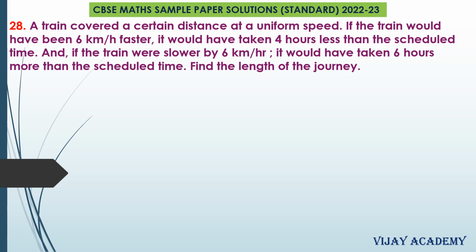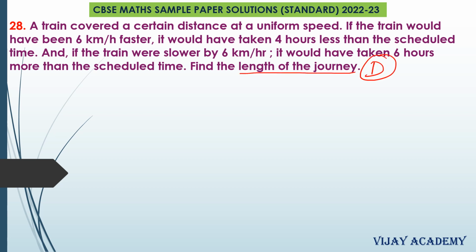A train covered a certain distance at a uniform speed. If the train would have been 6 km per hour faster, it would have taken 4 hours less than the scheduled time. And if the train were slower by 6 km per hour, it would have taken 6 hours more than the scheduled time. Find the length of the journey. So we have to find the length of the journey, which is the distance.